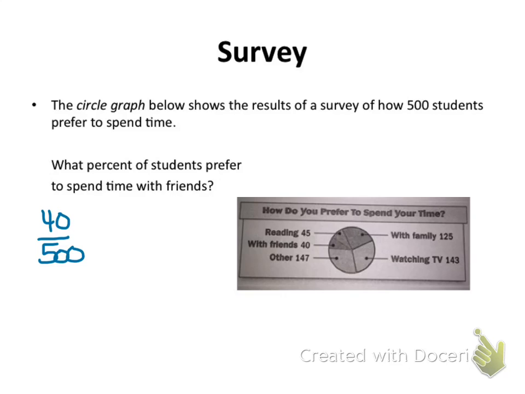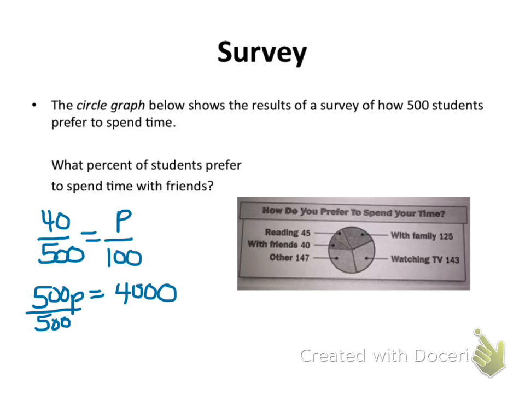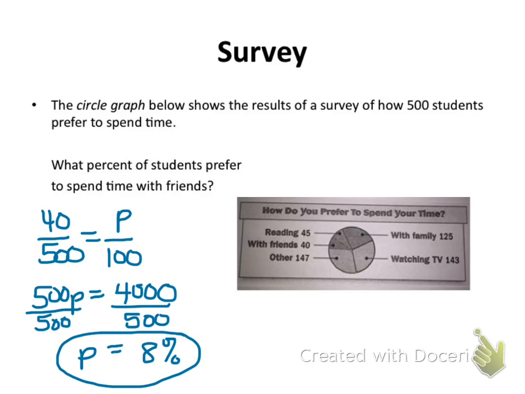That fraction we found from yesterday's homework could be a decimal, it could be a percentage, and that's what we need, the percentage. So remember, we could set up the proportion, and when you cross multiply you get 500p is equal to 4,000. When you divide both sides by 500, you will get your percentage. So in this case, 8%. 8% of the students prefer to spend time with friends.